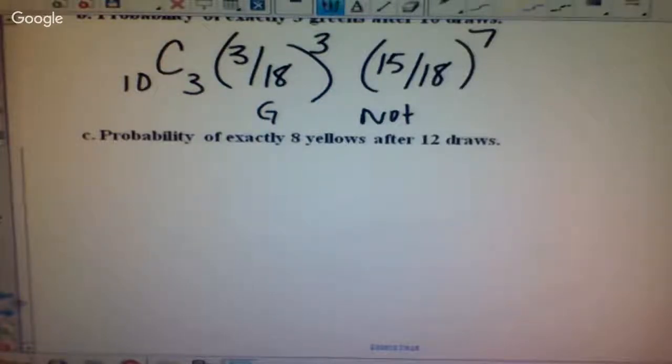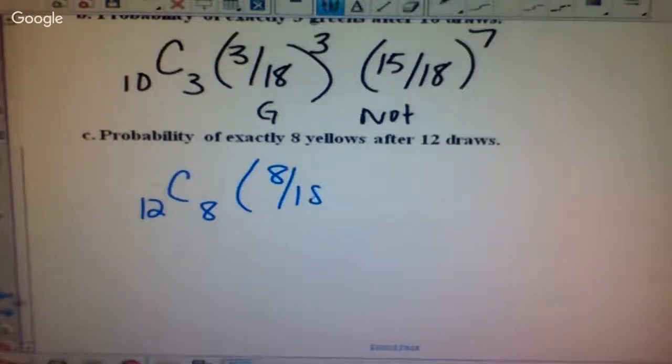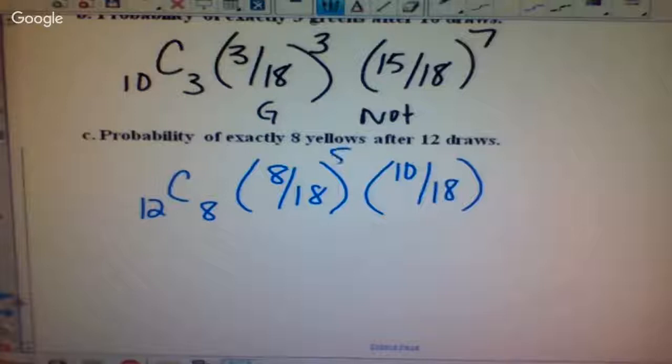Probability of exactly 8 yellows after 12 draws. 12C8. 8 out of 18. And then 10 out of 18. 8 and 4.